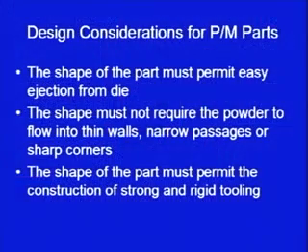Moreover, the parts made by powder metallurgy are sometimes brittle. So, if the ejection is not proper, there is every chance that the part may break. So, the shape of the part must permit easy ejection from the die. The second point to be discussed here is the shape must not require the powder to flow into thin walls, narrow passages or sharp corners.